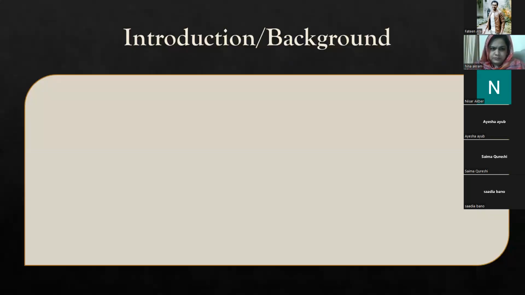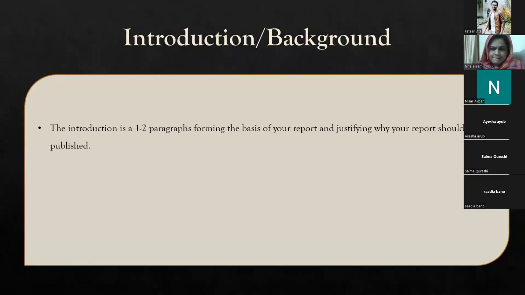Then we move to the next point, which is introduction or background. So how to write a good introduction or background? Introduction or background is basically 1 to 2 paragraphs. It will basically form the basis of your report. It will justify why your report should be published. So it's basically divided into a few parts.